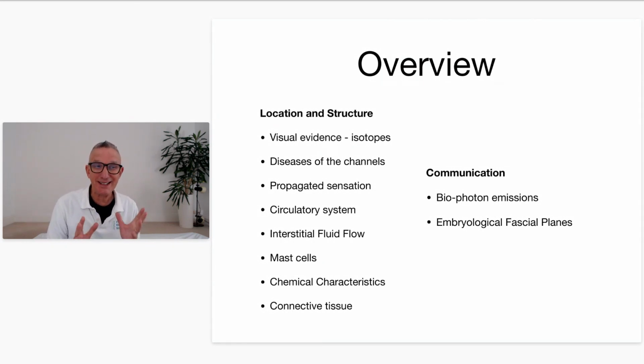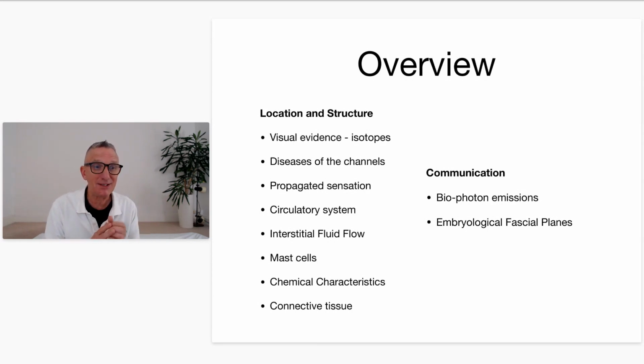I tried to break it down. It's really hard to break it down because location, structure, and communication kind of overlap, as you'll see as we go through all the different research that's been done. So we've got some absolutely amazing, quite old experiments that give us visual evidence of the channels. And that was done, as you'll find out later, with isotopes. Also, diseases of the channels can give us a clue to the reality of the channels anatomically.